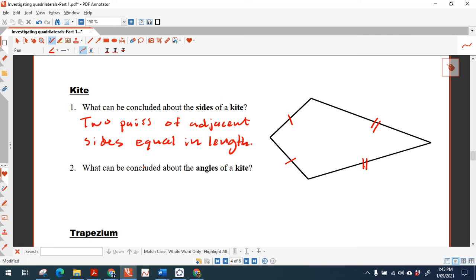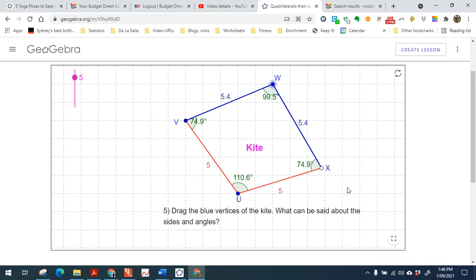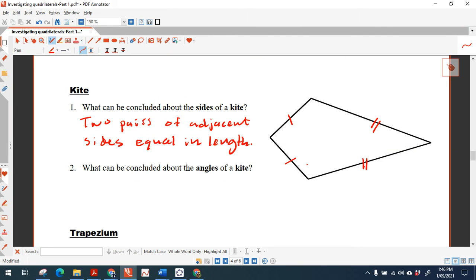Now, what about the angles? Let's look at the angles here. Now, do we have any equal angles? We do here, these two 74.9s. These two angles here aren't equal though. Okay, so I've only got one pair of equal angles. So let's mark that in there. And those angles are opposite, aren't they?